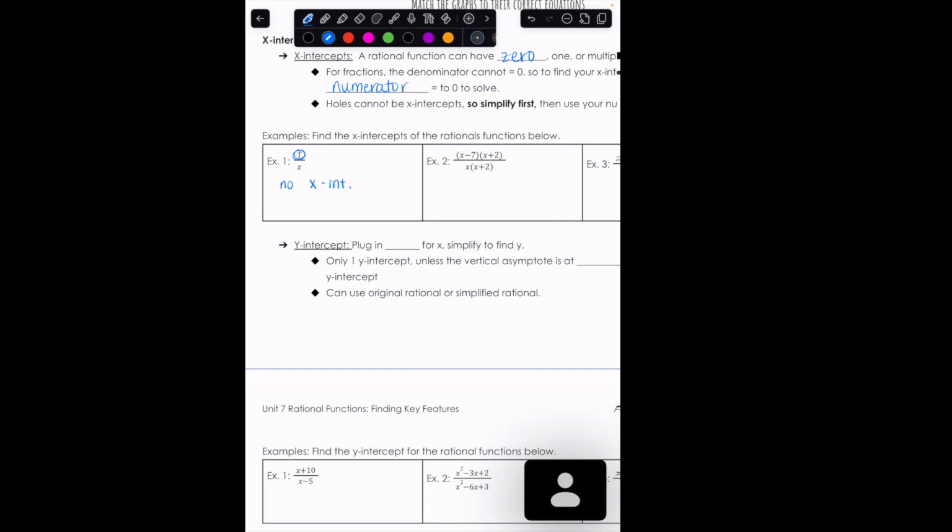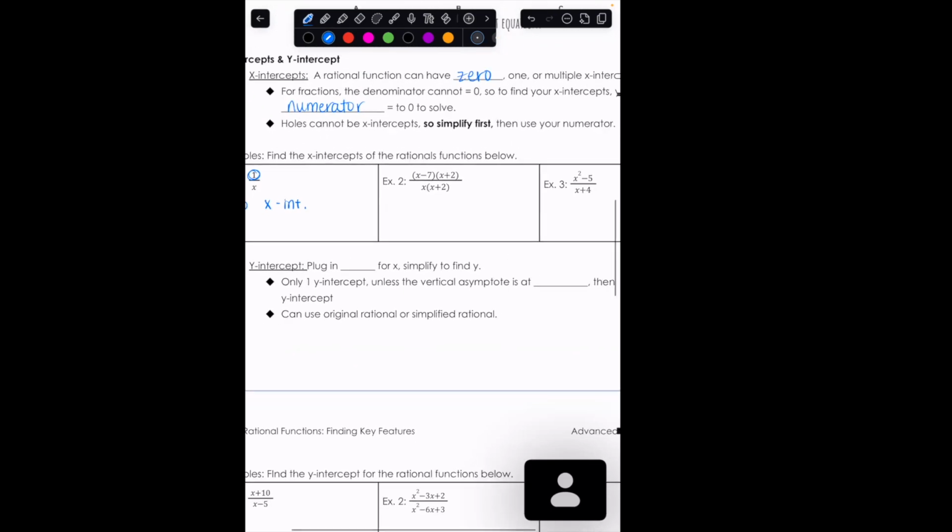For example 2, I want to simplify first. I have an x plus 2 in the numerator and the denominator, so those are going to cancel. That means it's a whole. That's important information, but I'm only worried about the x-intercepts right now. Once those cancel out, I'm using whatever is remaining in the numerator, and then setting that equal to 0 and solving. So my other x-intercept is going to be 7, or 7 comma 0.